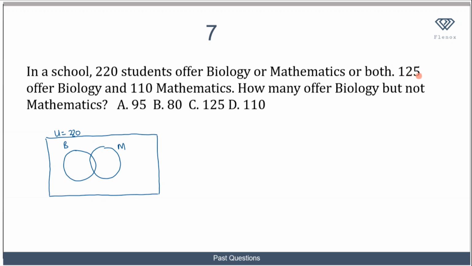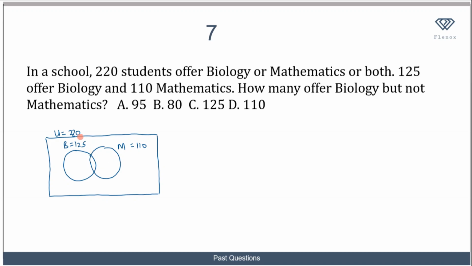Now, 125 offer biology, so that means people that offer biology are 125, and people that offer mathematics are 110. Now we are asked how many offer biology but not mathematics. What they want us to find out is, if you remember, people offering biology, that includes 125, include people offering only biology and people offering both biology and mathematics, since it is intersecting with the diagram for mathematics.